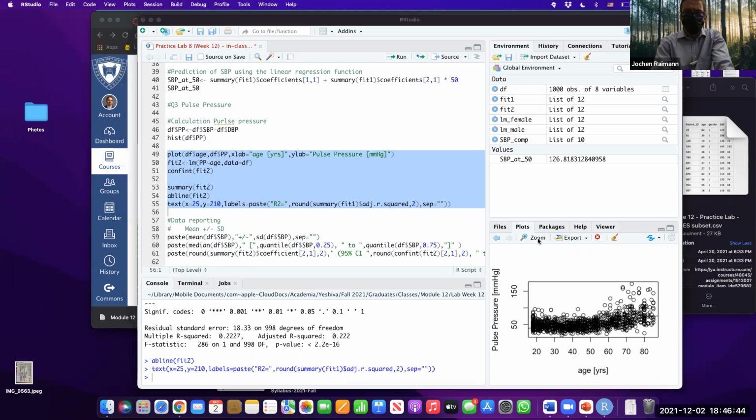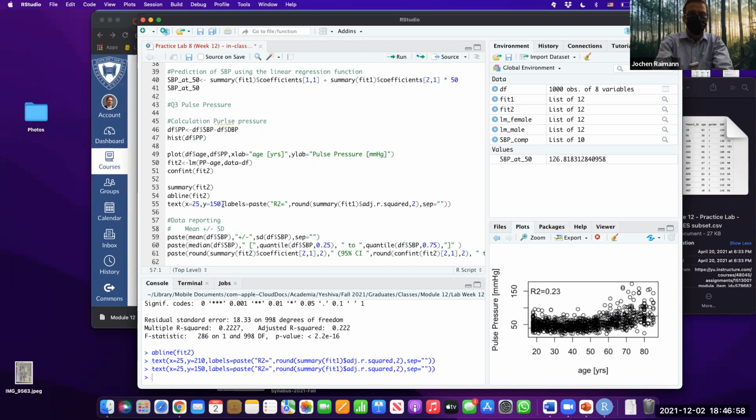Maybe not. What's this now? 25 and 210. This is too much. So this is 25 and 150. It's actually outside of the range. So let's change this to 150. So now we have it actually on the plot.